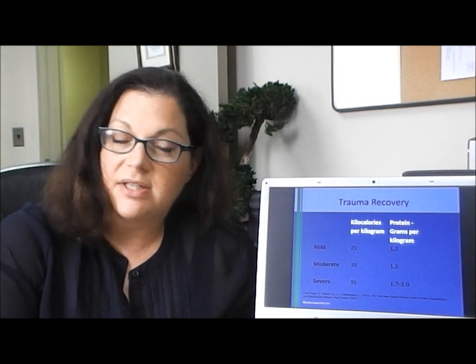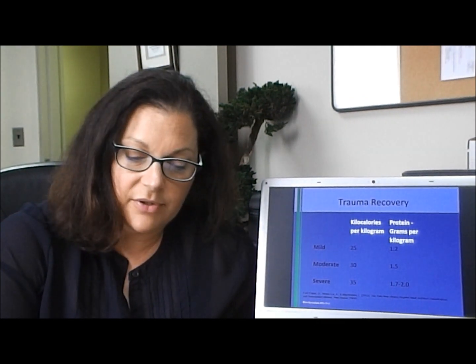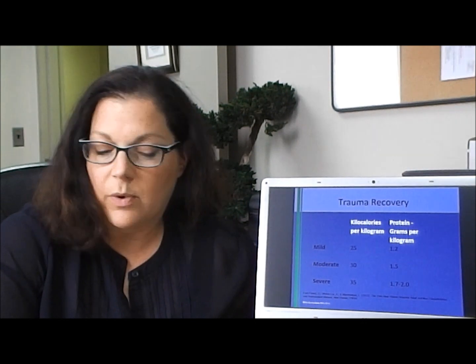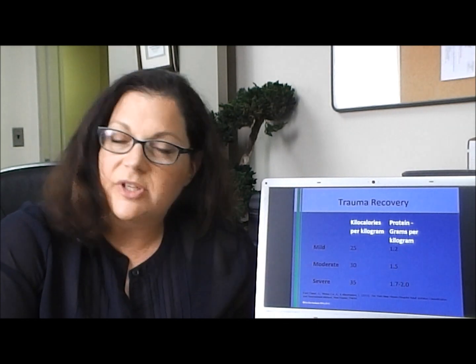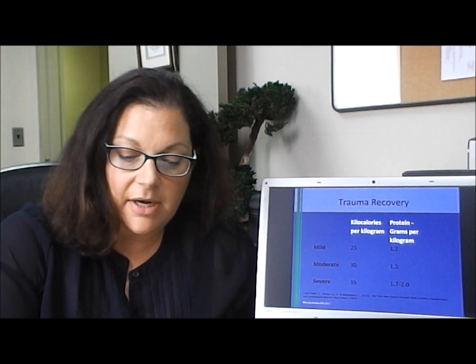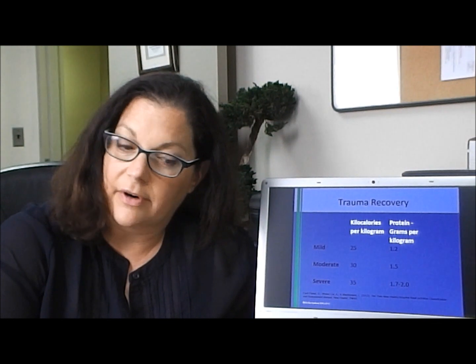Nutritional needs can be adjusted downward as the patient recovers. Typical recovery is 21 to 30 days, about 3 to 4 weeks, although this timeline can vary. Patients with spinal cord injuries or traumatic brain injuries can require a longer recovery.